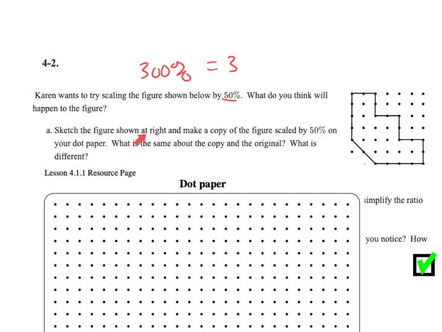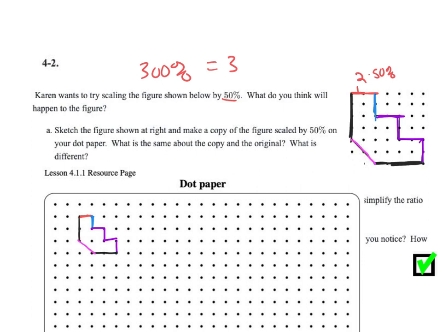So it says sketch the figure shown at the right and make a copy of the figure scaled down by 50% on your dot paper. What is the same about the copy and the original? Okay, so if it's scaled by 50%, I have to basically take it in half, because 2 times 50% would be 1. So anytime that I've got a side length of 2, it's now going to be 1. Just like in the blue, that's a side length of 2, so it's now going to be 1. In the purple is a side length of 2, it's going to be 1, and so on and so forth.